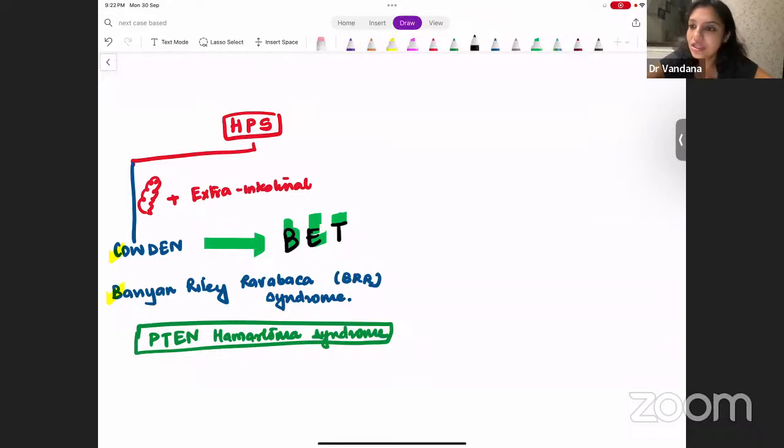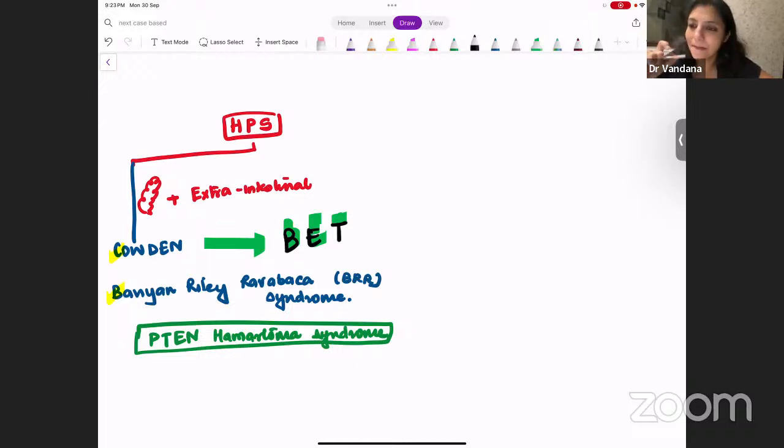So that is one feature that you always remember. They can give rise to breast cancer, endometrial cancer, thyroid cancers, but usually they will not give rise to colon cancers, okay. Apart from that, remember they have a lot of skin appendageal tumors like trichilemmomas, and they have acral hyperkeratosis. So that's a very typical feature of Cowden syndrome.